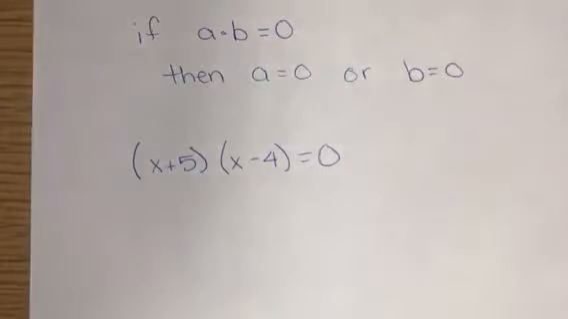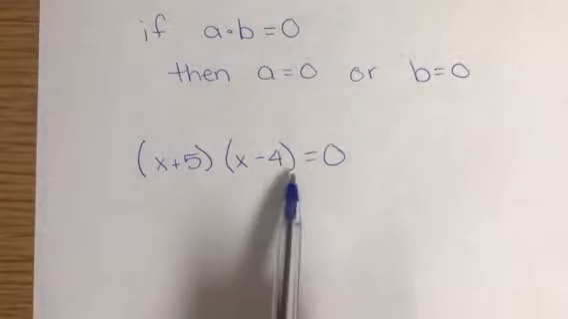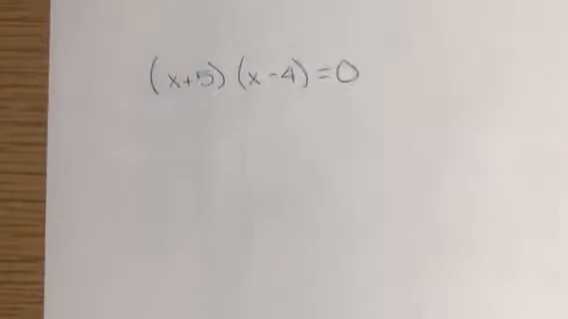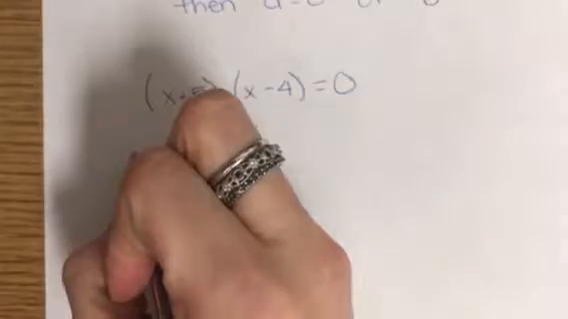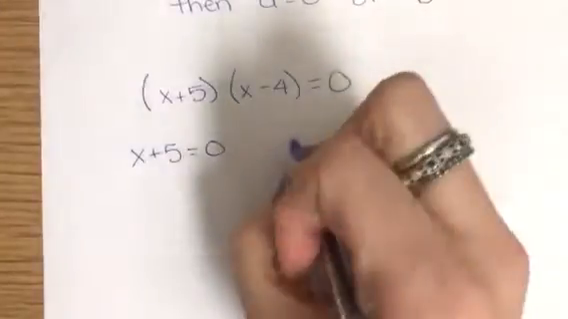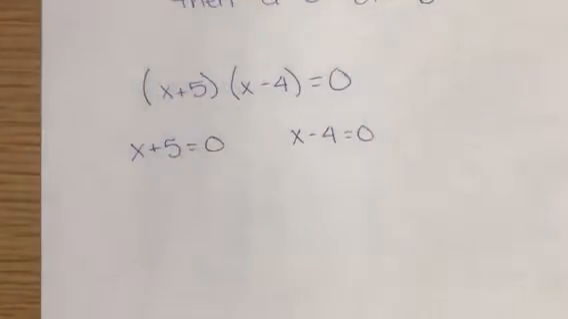So if I have something like x plus 5 times x minus 4 equals 0, we really have two things that are being multiplied here. We have our first factor, which is x plus 5, and our second factor, which is x minus 4, which means according to our rule above, if this equals 0, then either x plus 5 is going to have to equal 0, or x minus 4 is going to have to equal 0.